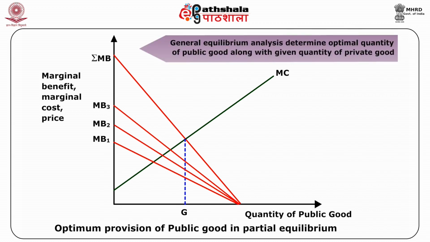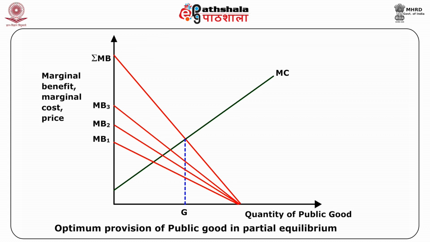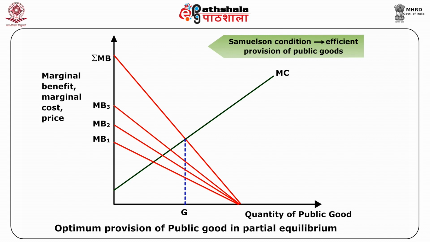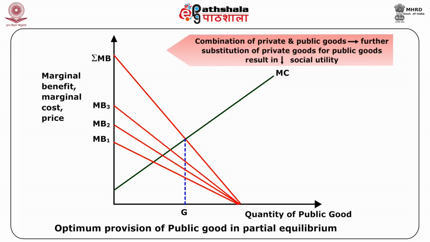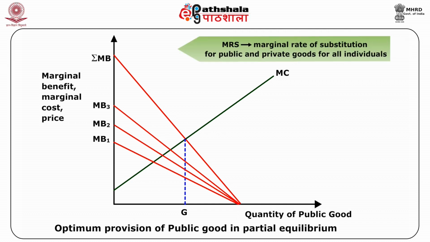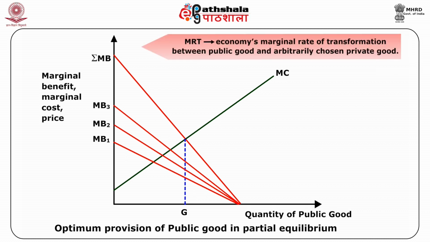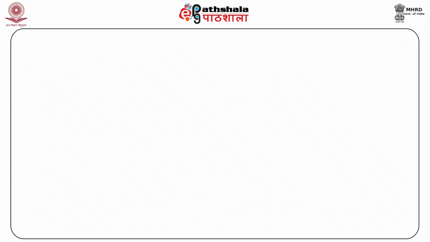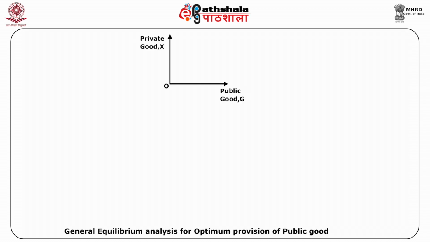Thus, general equilibrium analysis will determine the optimal quantity of public good along with a given quantity of private good. For this, the Samuelson condition is considered, which says that for the efficient provision of public goods, the combination of private and public goods should be such that further substitution of private goods for public goods will result in a decrease in social utility. For this, the condition is summation MRS equals MRT, where MRS is the marginal rate of substitution between public and private goods for all individuals and MRT is the economy's marginal rate of transformation between public good and arbitrarily chosen private goods.